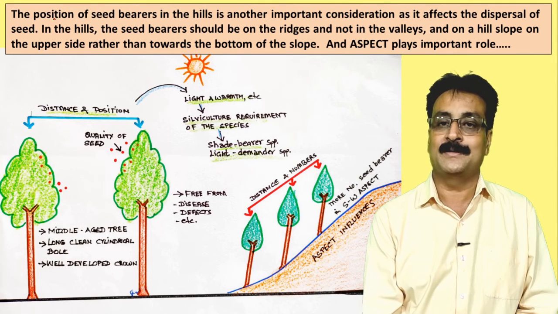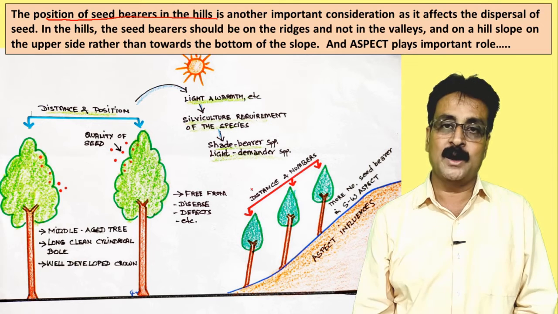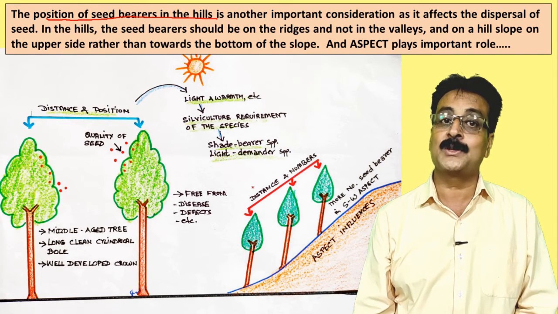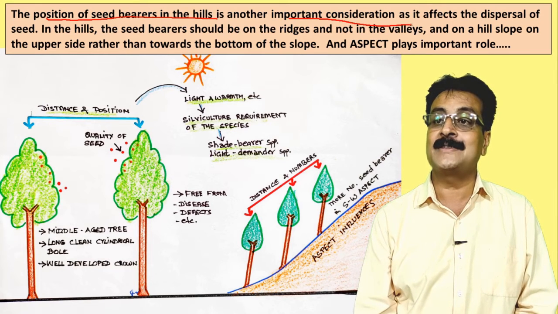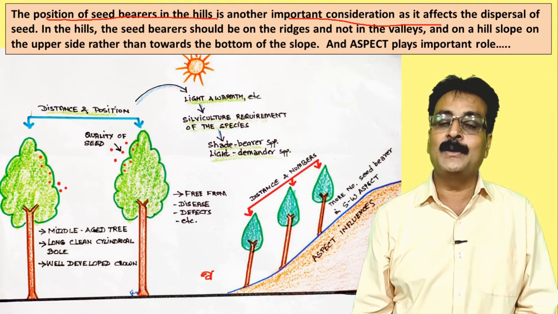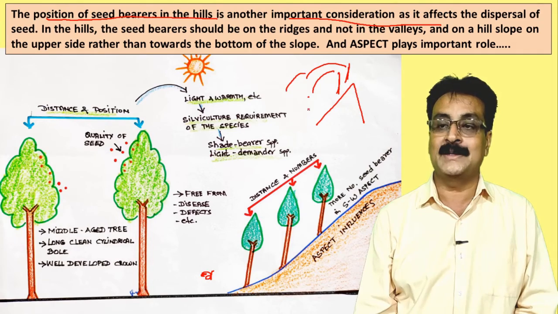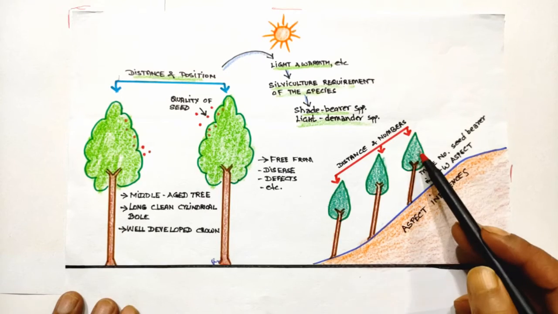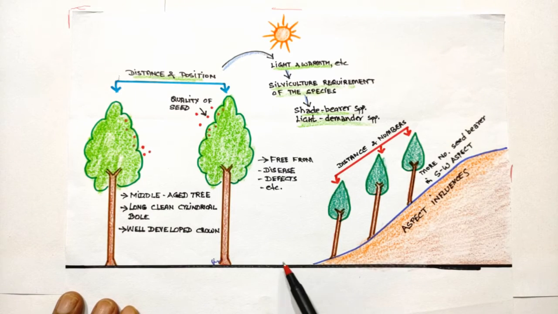Next is the position of seed bearers in the hills. In the hills, it is very important what the positions of those seed bearer trees should be, as it affects the dispersal. If you keep them in the valleys, the dispersal will not be that effective. If you keep seed bearers on the ridges, on the top side, the dispersal will be more. That is very important. In the hills, the position should be on the ridges, on the top, rather than in the valleys.